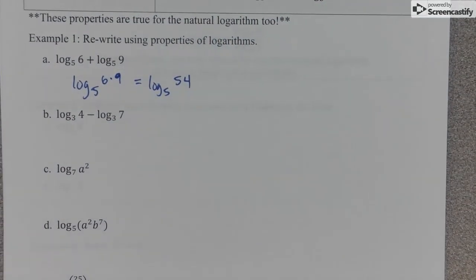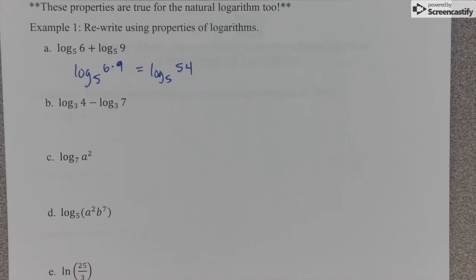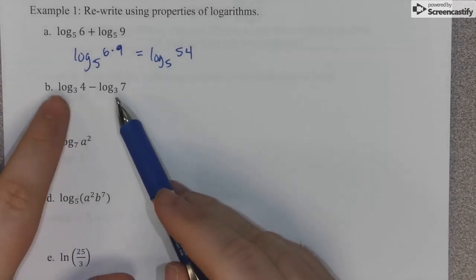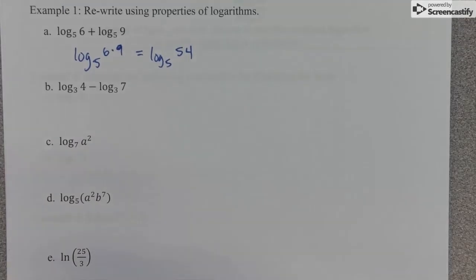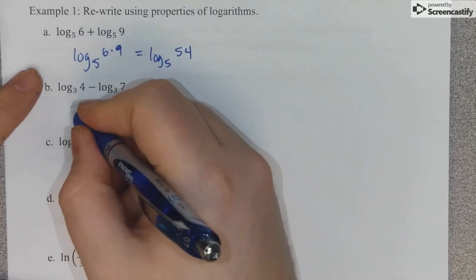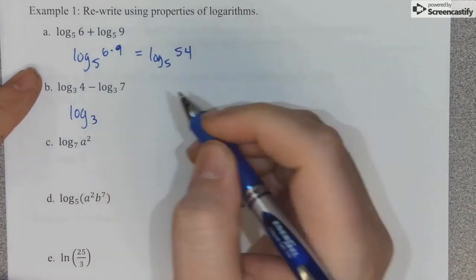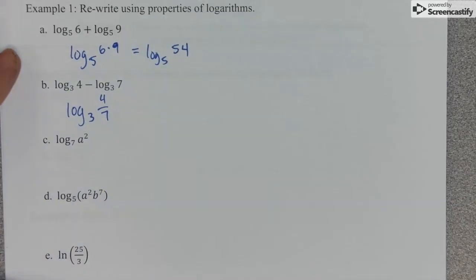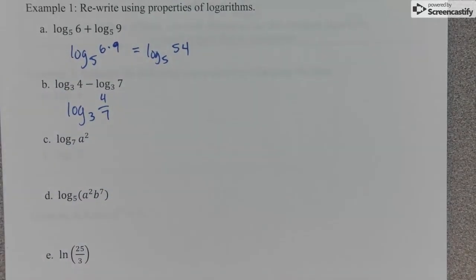So we could leave our answer like that. This would be log base 5 of 54. That's an exact answer. We'll just leave it like that. Log base 3 of 4 minus log base 3 of 7. As long as your bases are the same, you can use the division property. Same thing for addition. The bases have to be the same. So log base 3 of 4 divided by 7 by the division property. We do 4 over 7.